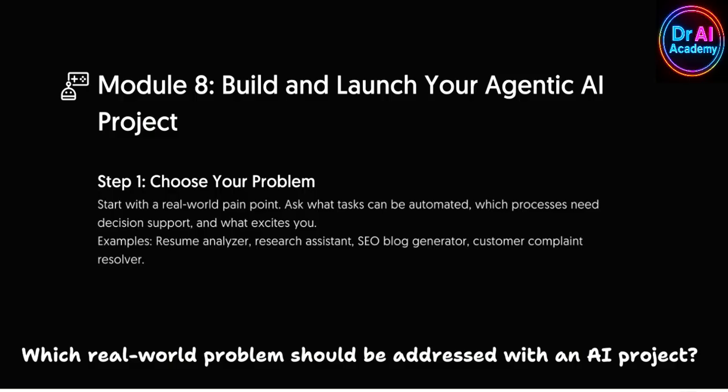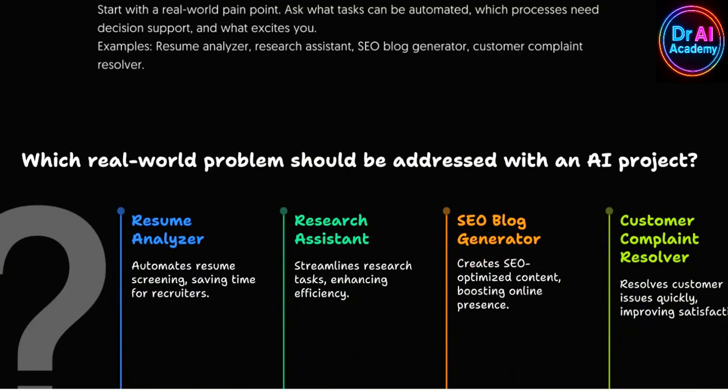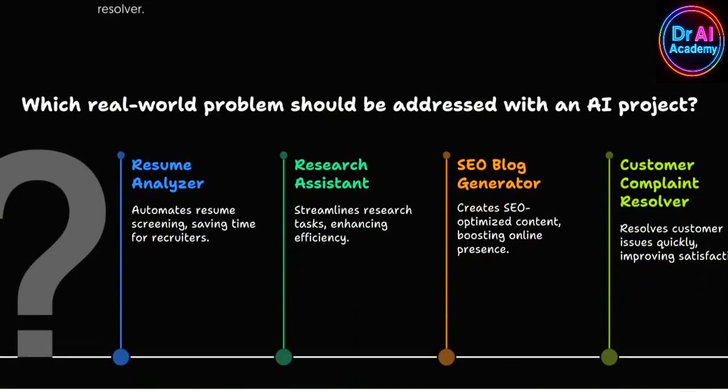Step 1. Choose your problem. Start with a pain point that needs automation or augmentation. Ask, what repetitive tasks can be delegated to an AI? What decision-making process needs intelligence? What industry or user problem excites you the most? Example ideas: resume analyzer for job seekers, research assistant for students, meeting summarizer for remote teams, SEO article generator for bloggers, customer complaint resolver for D2C brands.